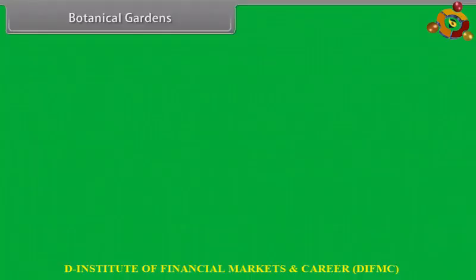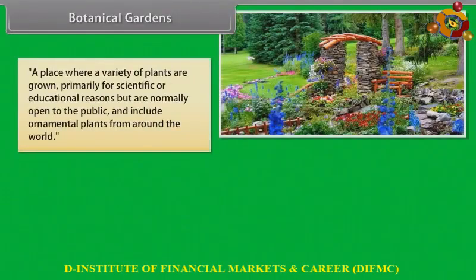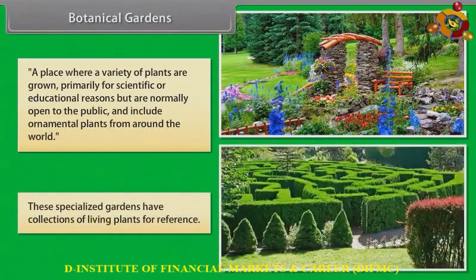Botanical gardens: a place where a variety of plants are grown, primarily for scientific or educational reasons, but are normally open to the public and include ornamental plants from around the world. These specialized gardens have collections of living plants for reference.